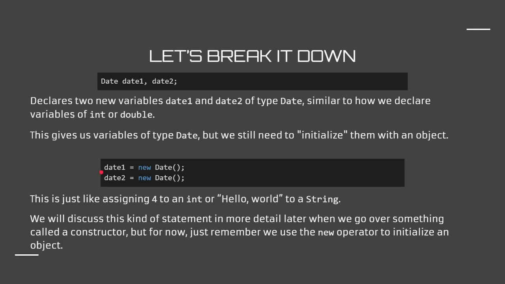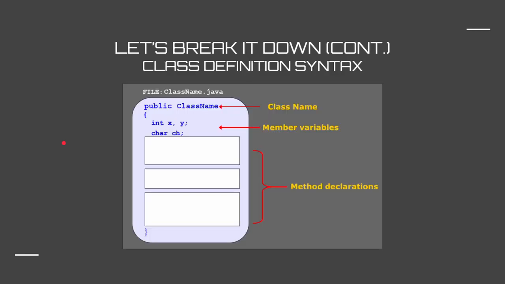So we do date1 equals new Date, and date2 equals new Date. This is just like assigning 4 to an int or "hello world" to a string. If I did int num1 is 4, it's the same thing as saying date1 is new Date. We're going to discuss this kind of statement in more detail later, I believe in lesson 5, when we go over something called a constructor. But for right now, just remember that we use the new operator to initialize an object.